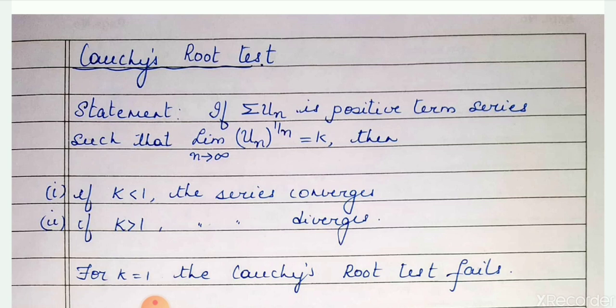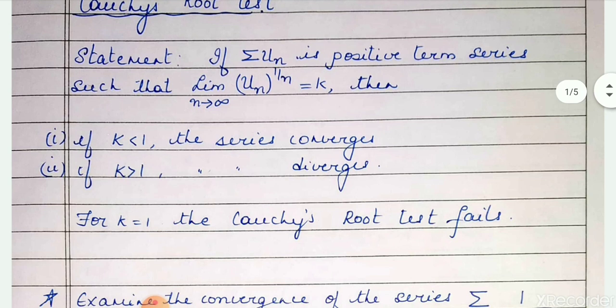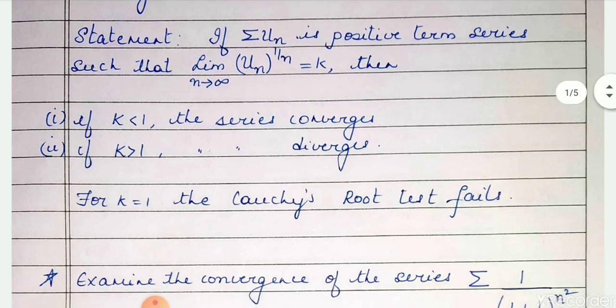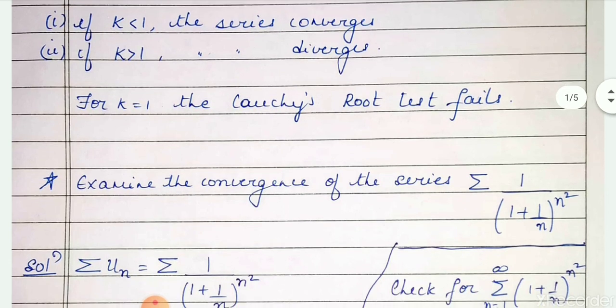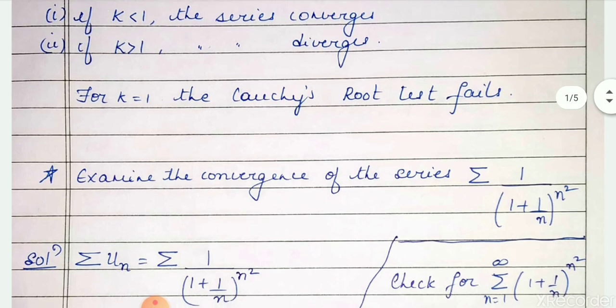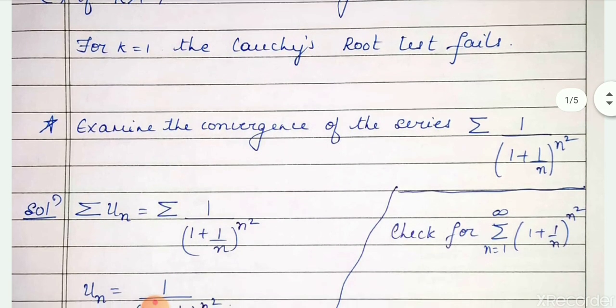That means we are going to take the nth root of the nth term, then take the limit as n tends to infinity. And the comparison is with 1, the same comparison as we have in D'Alembert's ratio test. That is, if k is less than 1, the series converges. If k is greater than 1, the series diverges. Then for k equal to 1, the Cauchy root test fails. Then we go back to the simple test which we have mentioned whenever k is equal to 1.